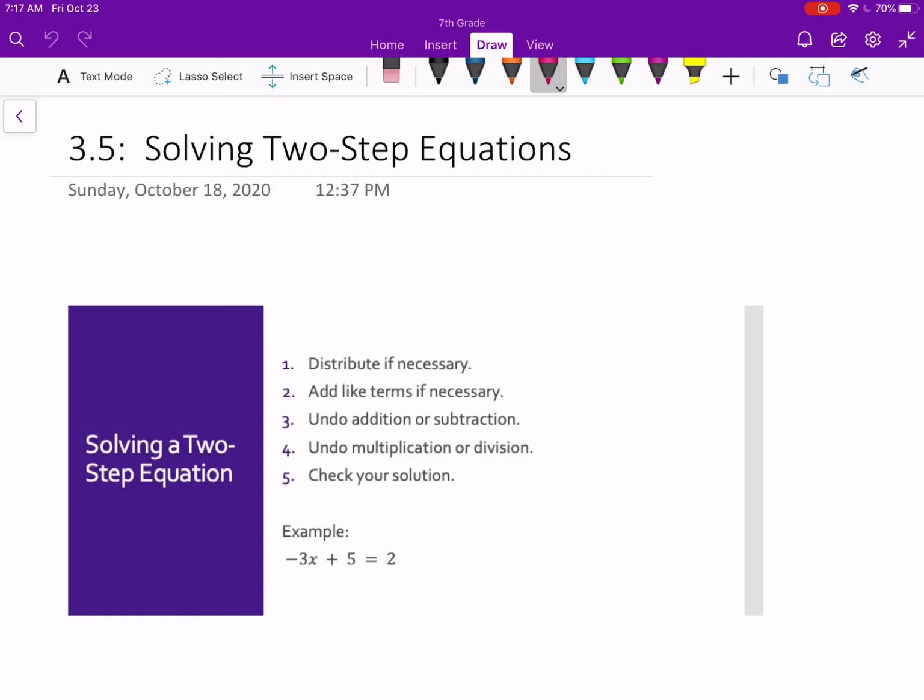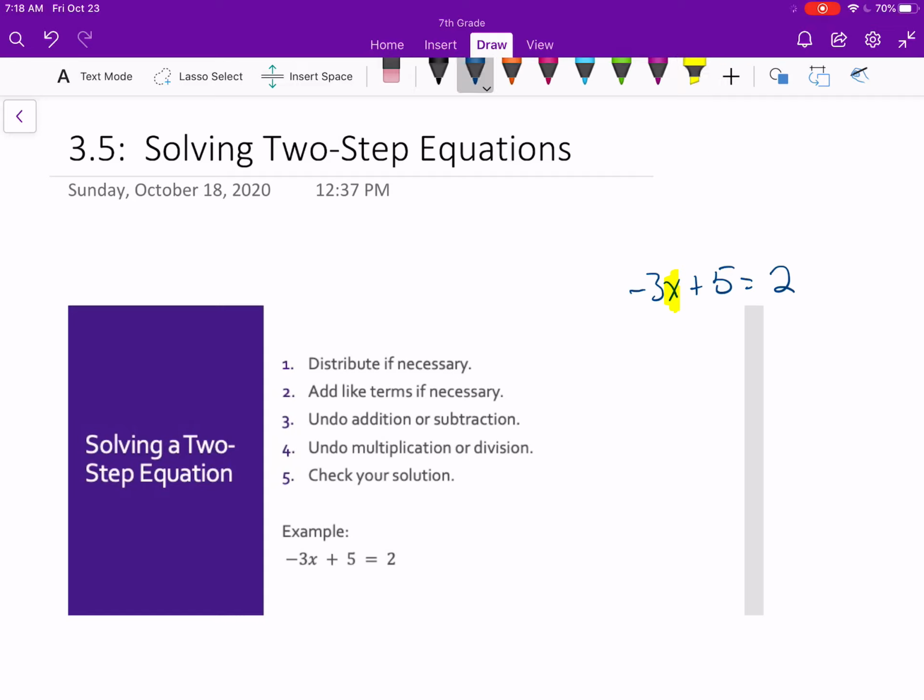So kind of an order of things you want to look for is to see if you need to do the distributive property. Okay. Do you need to add like terms? Then you're going to undo addition or subtraction first, then undo the multiplication or division. So here in our example, we have negative 3x plus 5 equals 2. We're trying to get the x by itself.